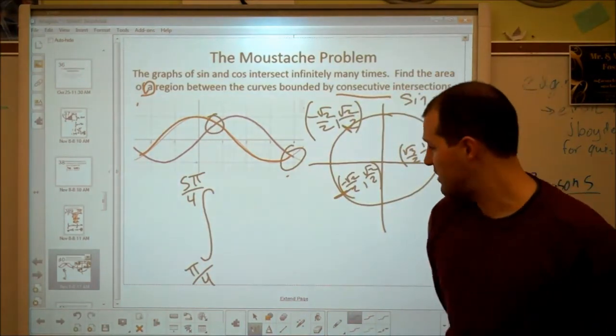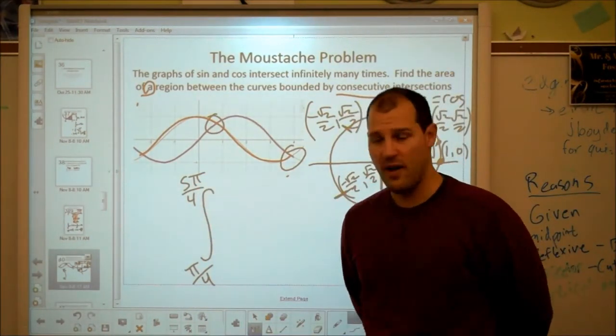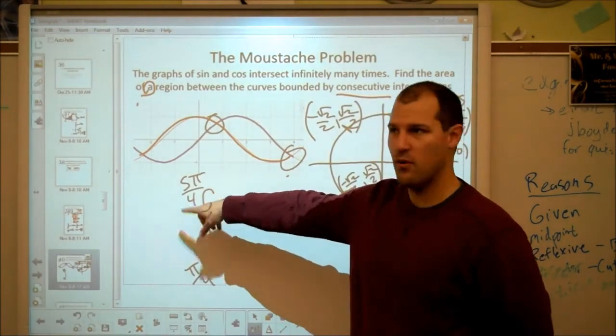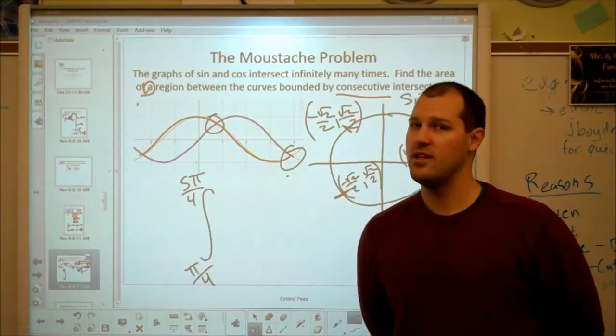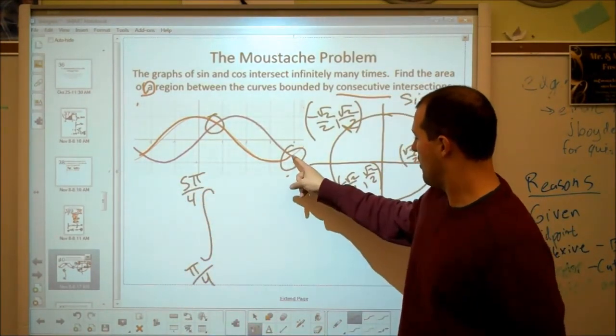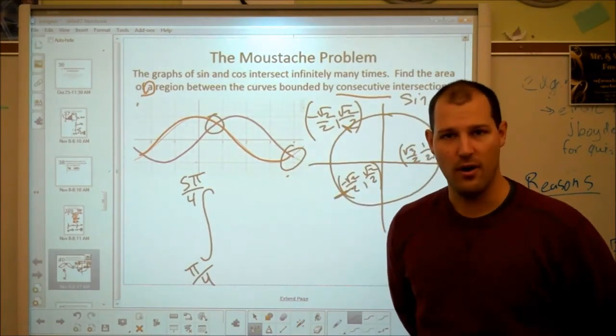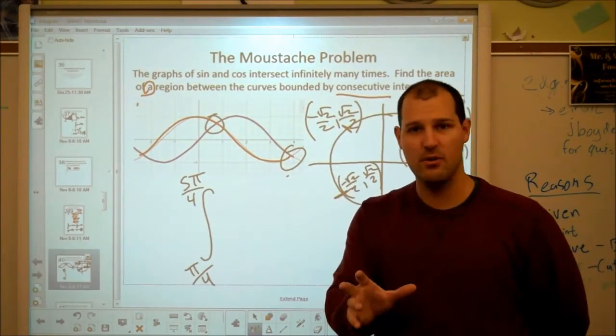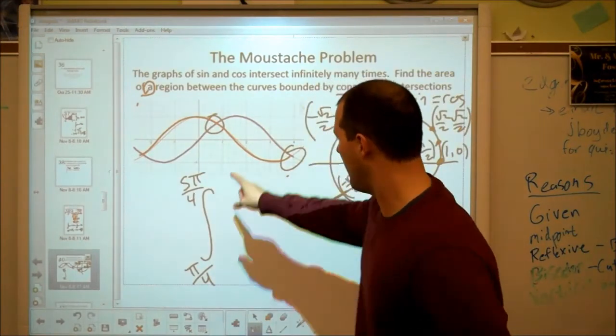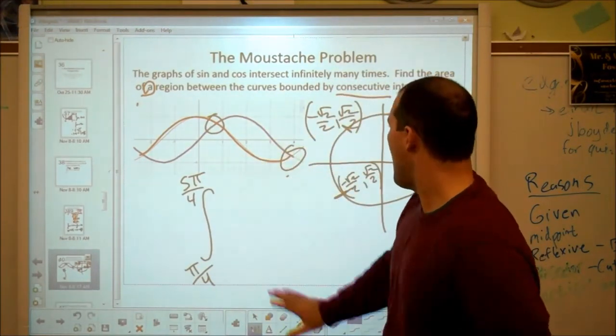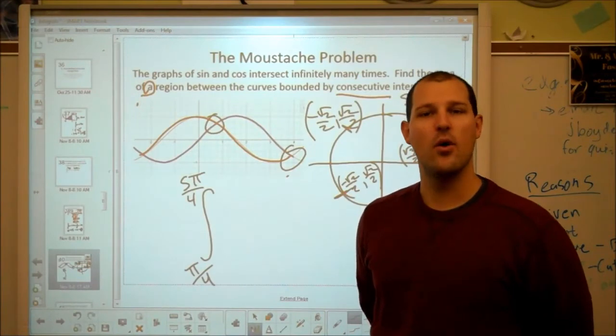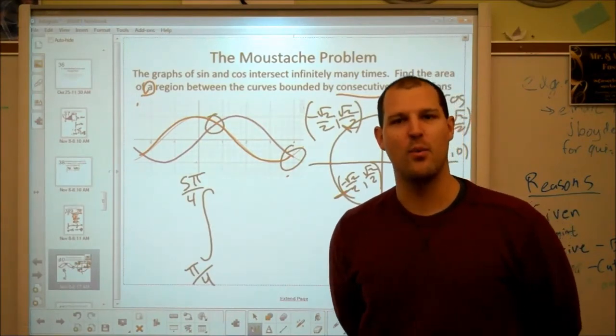Okay, let's think about that for a second. 5 over 4 is 1.25 multiplied by 3.14. That's going to be right in the neighborhood of 4. And I don't need to know exactly. I'm going to look at my picture. Right there, it's right in the neighborhood of 4. Now if you're having trouble seeing mine, pull up Desmos. Just graph sine and cosine together. Find your little mustache. And there you go. I've got my bounds.